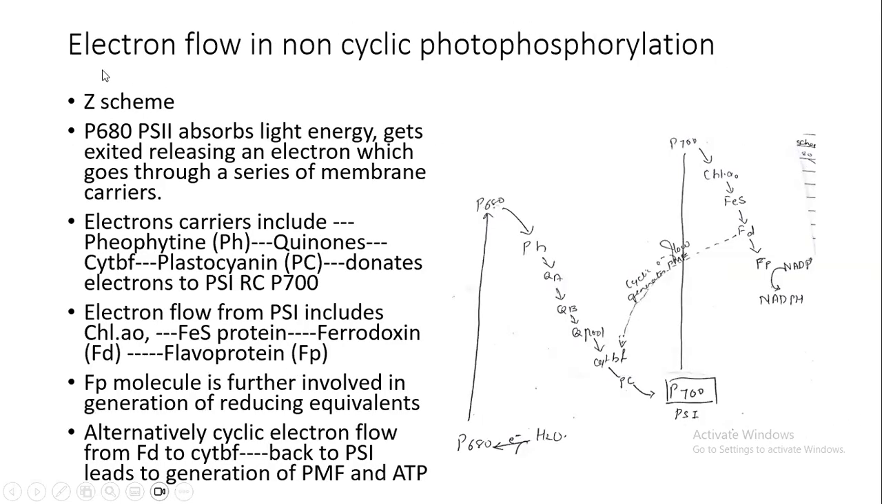So in this case, we have non-cyclic photophosphorylation. So non-cyclic means that whatever electron is being emitted by a reaction center does not come back to the reaction center. This type of electron transport is known as non-cyclic electron transport, involved in non-cyclic photophosphorylation. The scheme is also known as a Z scheme. So here we have two different photosystems present.